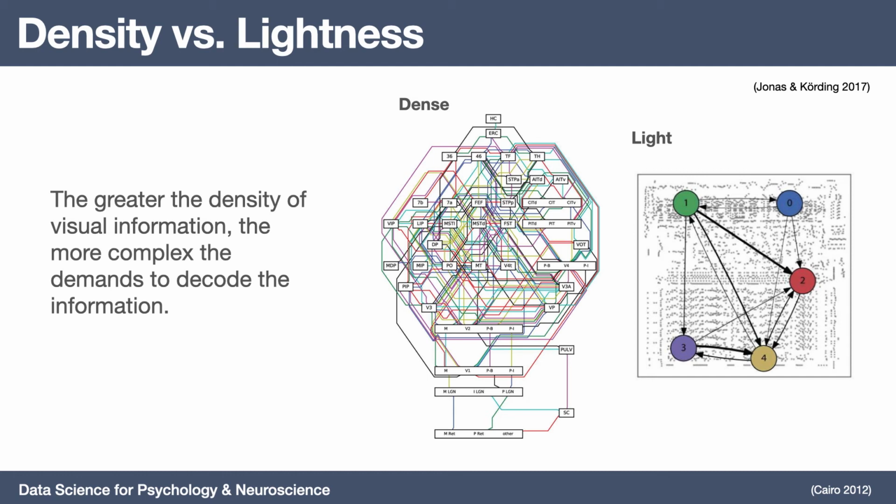The image on the right is a light version of the same type of information, right? Here I'm only seeing 5 different nodes and the directional relationships between them. It's a much easier graph. It's a lighter, less dense information about connectivity compared to the graph on the left.